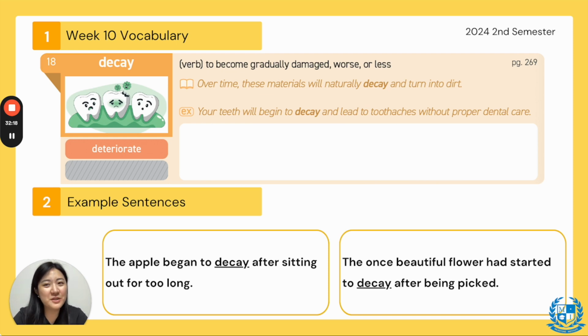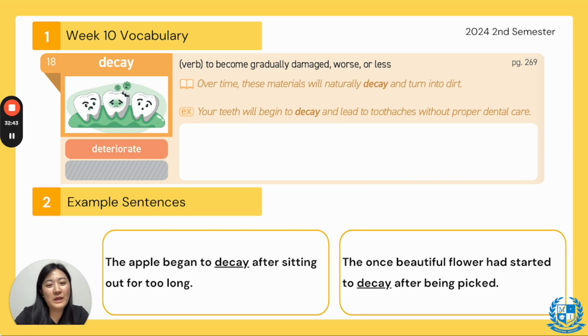So if you don't brush your teeth, it will lead to tooth decaying. Yes. Or to your teeth decaying. Next, here it says the apple began to decay after sitting out for too long. So you have a perfect apple, but after time goes by, it shrivels up, and it kind of decays and gets gross.